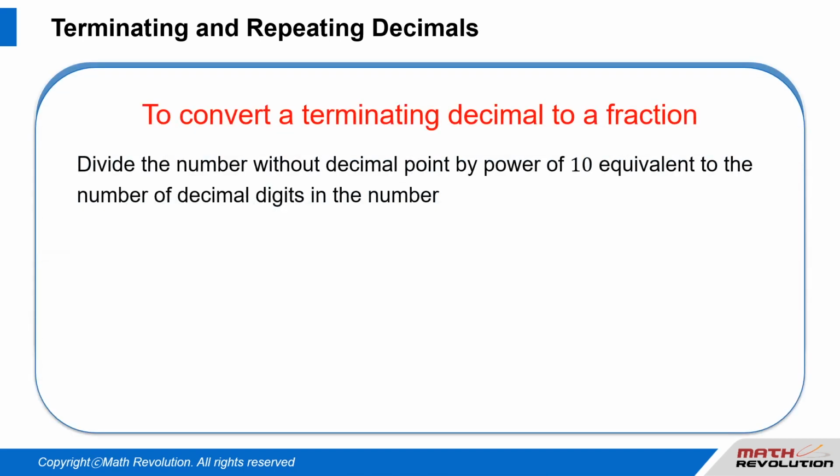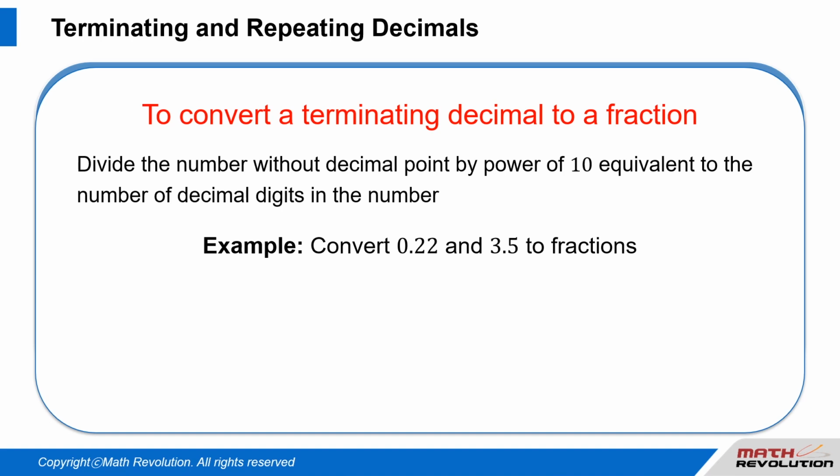To convert a terminating decimal to a fraction, we divide the number without the decimal point by a power of 10, equivalent to the number of decimal digits in the number. For example, let's convert decimal 0.22 and 3.5 to fractions.